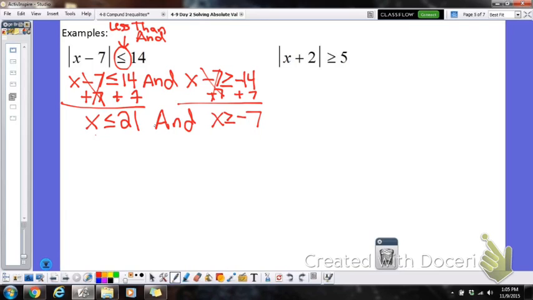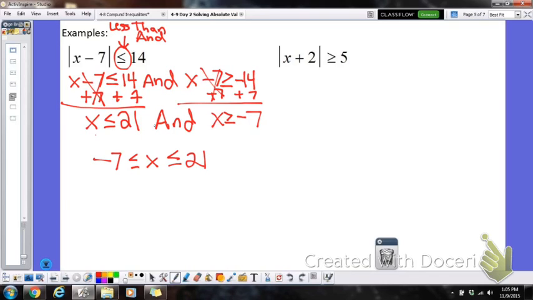So I can rewrite that as a compound inequality with my smallest number first, -7. What's in the middle? x. And what is last? 21. I'm going to have some less than or equal to symbols. So my final solution is -7 is less than or equal to x, which is less than or equal to 21. Let's go ahead and look at the other problem now.